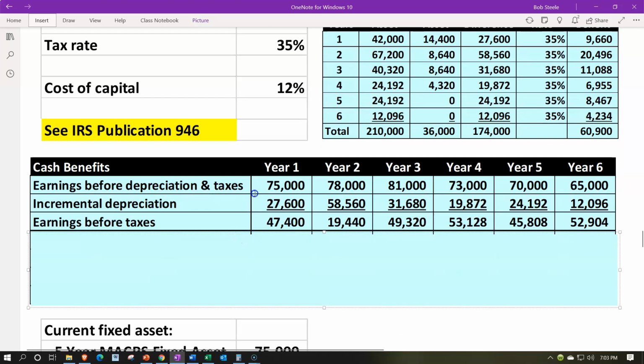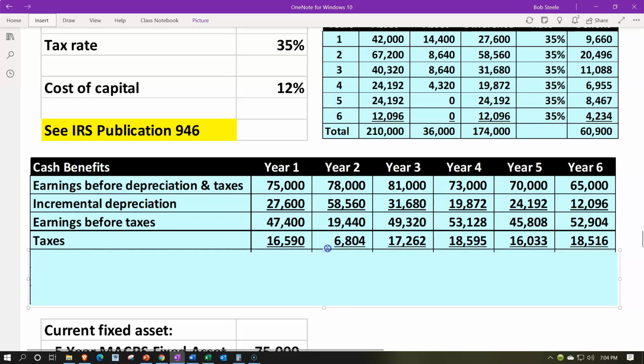So if we take the 75,000 minus the 27,600, we get the 47,400 for the earnings before taxes. 76,000 minus the 58,560 is the 19,440. The 81,000 minus the 31,680 is the 49,320, and so on and so forth. Then we can apply our taxes now as we did before, rather than applying them to line 1 and then line 2 like we did on the tables up top. We can apply them now that we've combined them together to one component here.